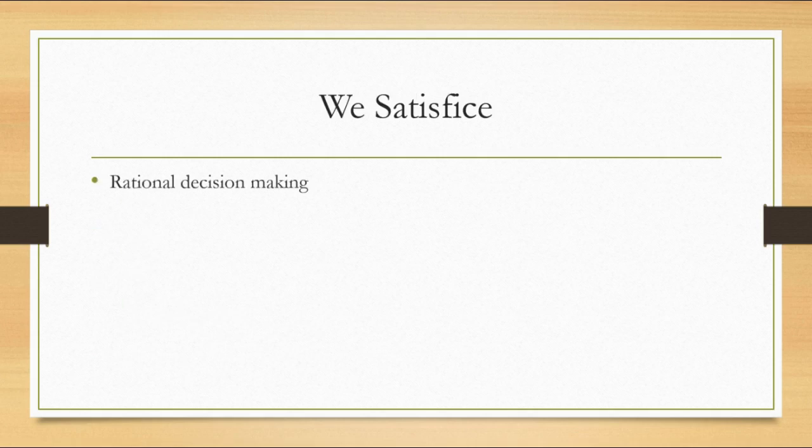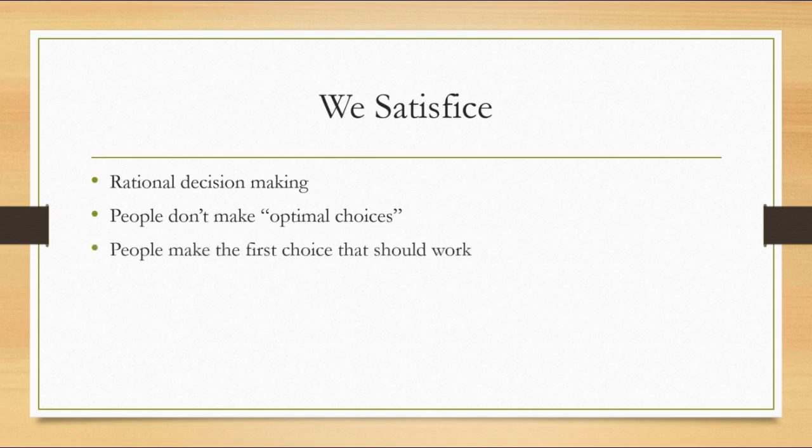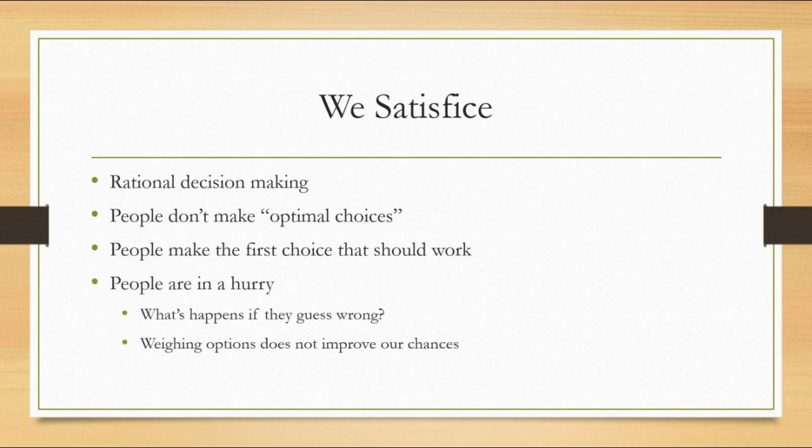So let's look at some studies that have been done on rational decision making. They find out that people don't always make rational decisions. They don't make optimal choices. What people do is they make the first choice that should work. People are in a hurry. If they click on something, what happens if it goes wrong? Weighing the options does not improve our chances.